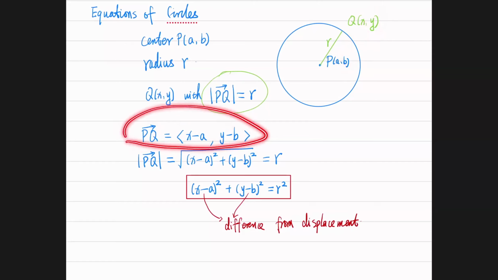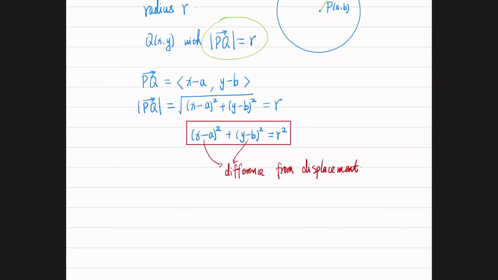Okay, so now let's consider some examples. First one, center at 3, 4. Radius is 5. Give me the equation of this circle. Okay, maybe enter your answer in the chat when you are done. What is the equation of a circle?